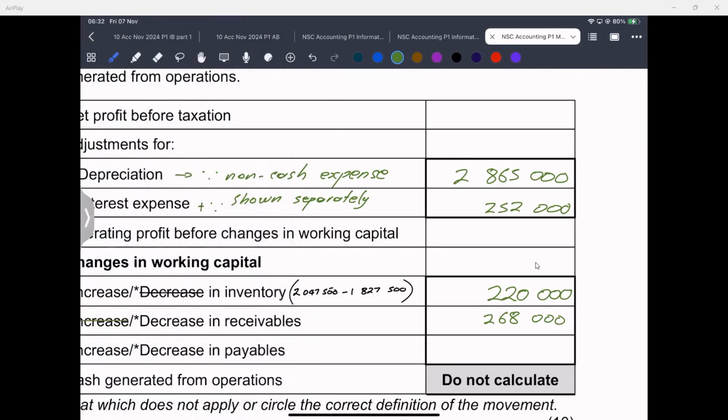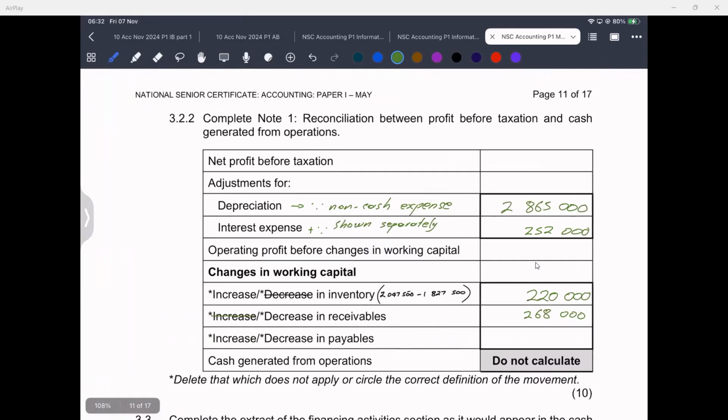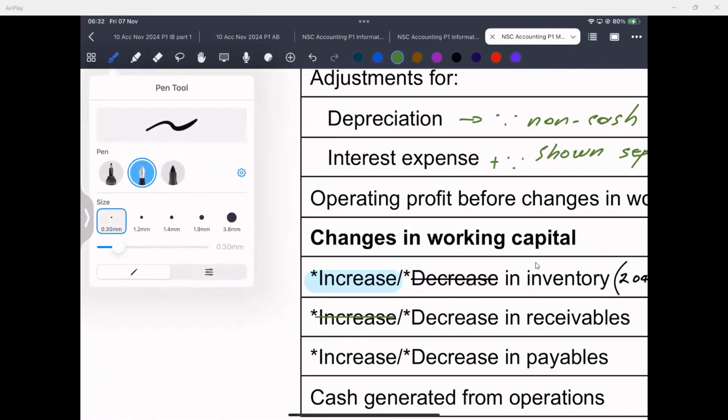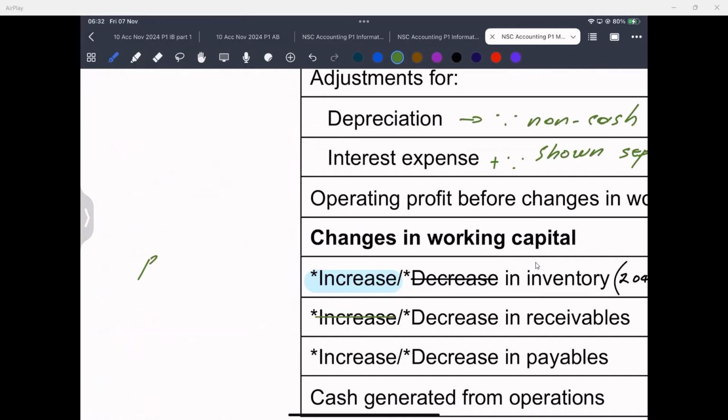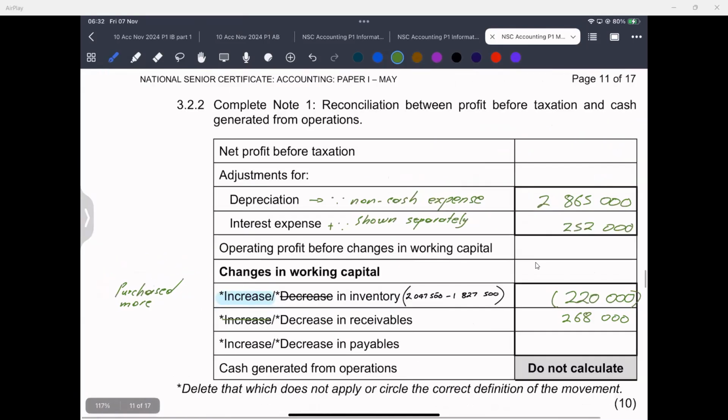The increase is the one that determines whether that amount should be with or without brackets. Because it is increasing, it will be with brackets. That is because when inventory is increasing, it means that we purchased more. When we purchased more, it will result in our cash going down.